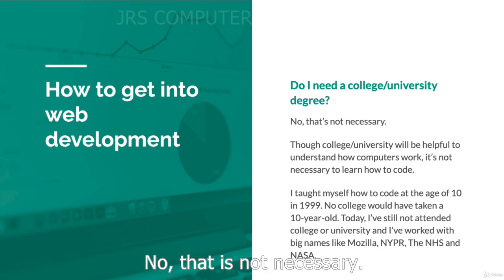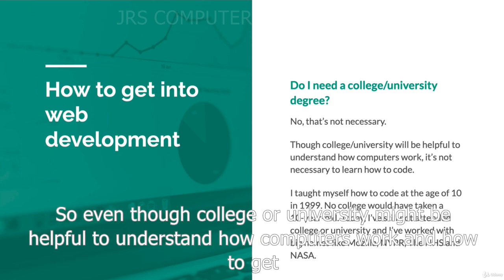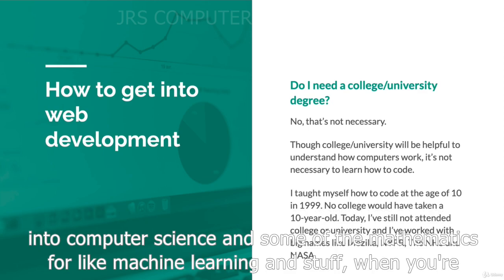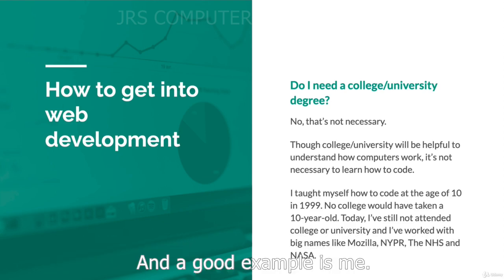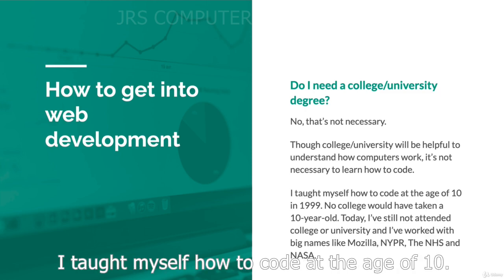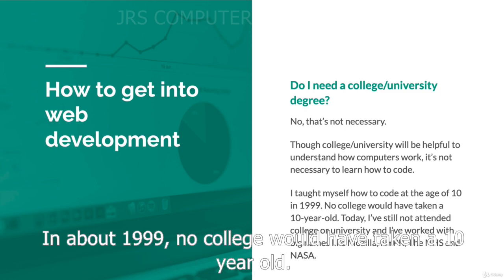Next, do I need a college or university degree? No, that is not necessary. So even though college or university might be helpful to understand how computers work and how to get into computer science and some of the mathematics for machine learning and stuff, when you're making a website, you don't need to know any of that stuff. And a good example is me. I taught myself how to code at the age of 10 in about 1999. No college would have taken a 10-year-old.